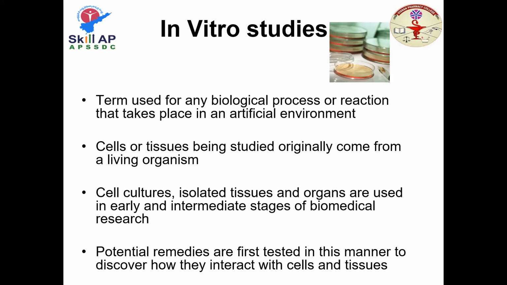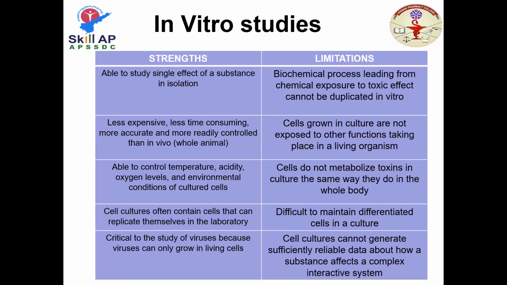Potential remedies are first tested in this manner to discover how they interact with cells and tissues. Potential remedies like I said now: in the computer simulation, whatever compounds have attached very nicely, we should check them because they are the potential remedies. So as they fit in the computer, we check whether they will have the same efficiency in tissue culture or cell culture or not. So what are the strengths and limitations of the in vitro studies?